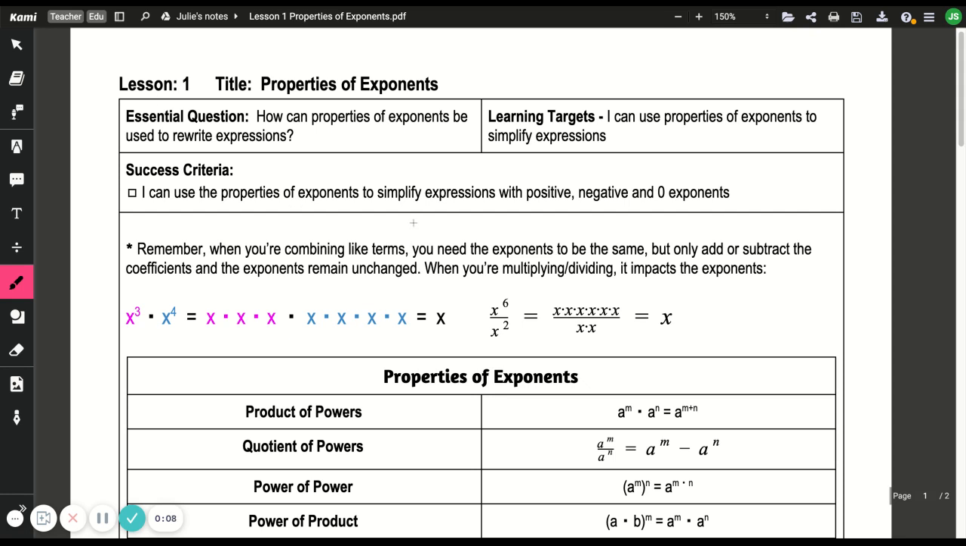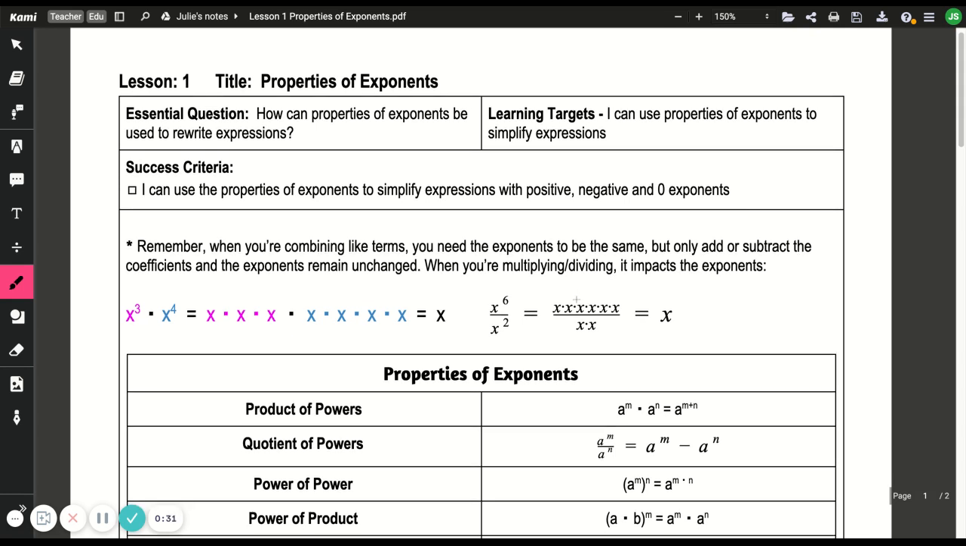We're going to do a little review today, a little practice of properties of exponents, practice using the properties of exponents to simplify expressions. So we're going to use properties of exponents to simplify expressions using positive, negative, and zero exponents. So this first part is just a little bit of a review.